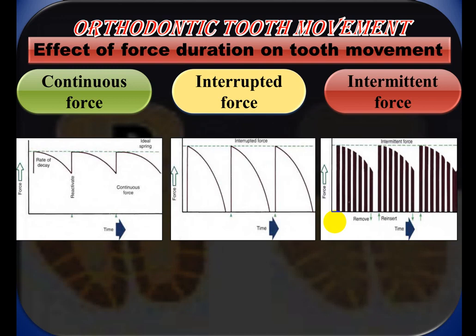When the patient reinserts the appliance again, the active part, the spring, will again give its original optimal force that I set by its activation. So the intermittent force occurs with a removable appliance, while the continuous and interrupted force can be produced by a fixed appliance. Please keep this in your mind and keep what the differences are between the continuous, interrupted, and intermittent force.